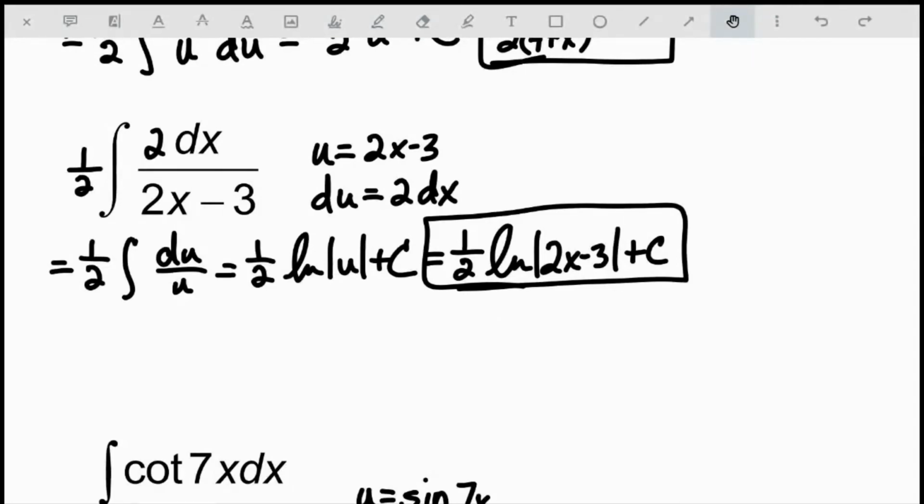Now, the thing you have to be careful about, it's not just natural log of u, it's natural log of the absolute value of u, because we have to consider the domain of the original function, right? We didn't have any domain restrictions given here. So it's possible that that u expression could turn out to be negative. So I have to account for that by using an absolute value. And so in the end, when I do my back substitution, I have 1/2 natural log of absolute value of 2x minus 3 plus c.